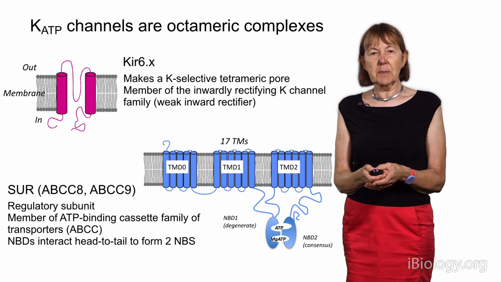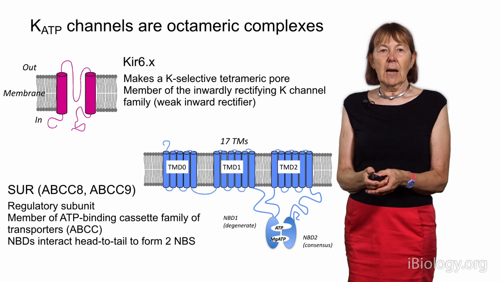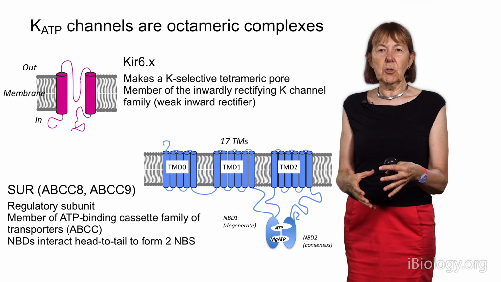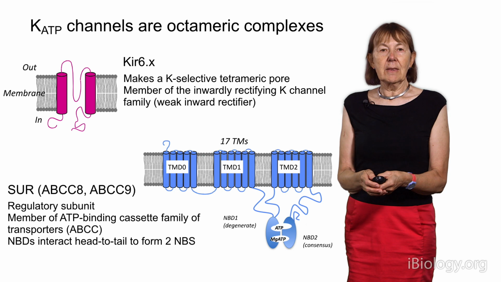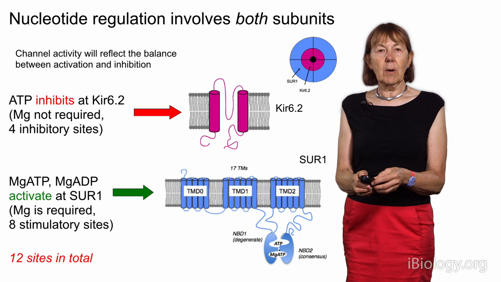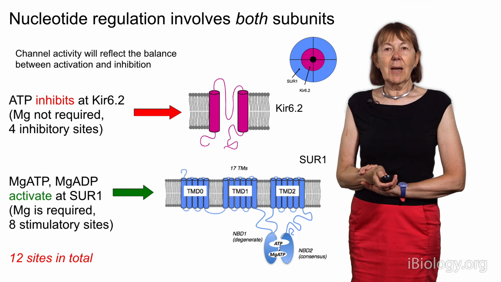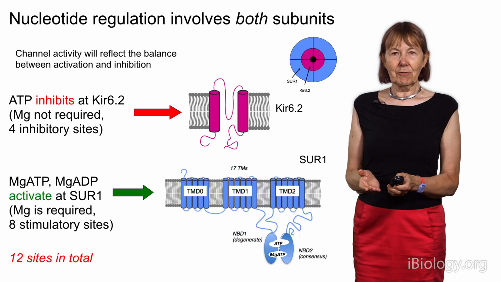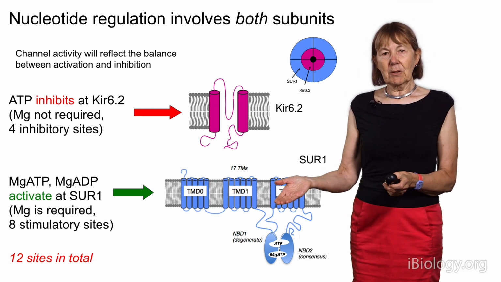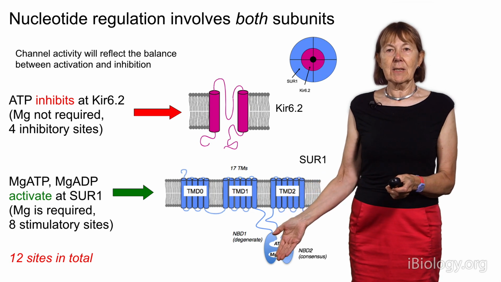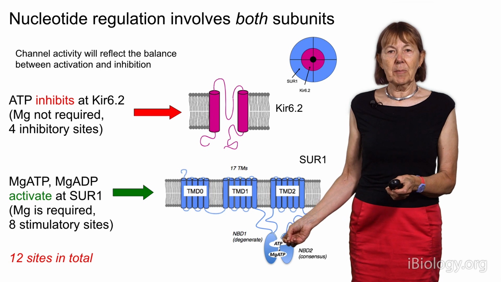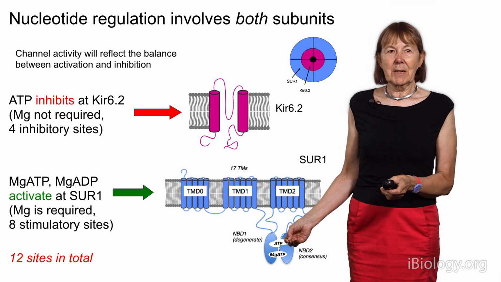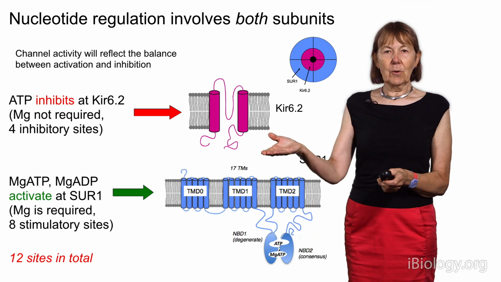As you can see, it's got 17 transmembrane domains arranged in 3 different groups, and it's got 2 very large cytosolic domains which come together in a head-to-tail fashion to form 2 nucleotide binding sites. And we know that both of these subunits are required for nucleotide regulation of the channel. So ATP inhibits the channel by binding to Kir6.2 in a reaction that doesn't require magnesium. And magnesium nucleotides interact with these nucleotide binding domains of the sulfonylurea receptor. And because there are 2 nucleotide binding domains per sulfonylurea receptor and 4 sulfonylurea receptors per channel, that means there are 8 stimulatory sites in total and 4 inhibitory sites.